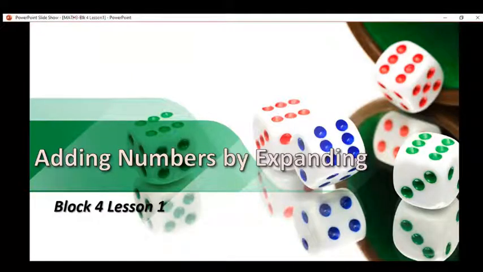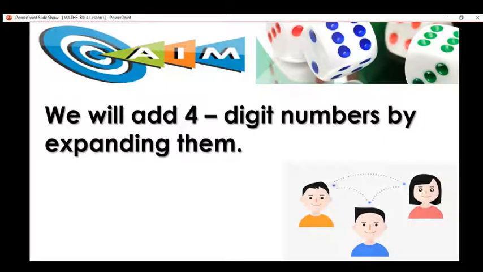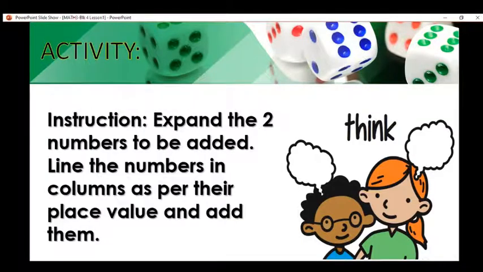So today we will talk all about adding numbers by expanding. This would be your first lesson in our block 4. This would be our aim for today. We will add 4-digit numbers by expanding them. So we will not just add them simply, but we will make it easier using our expanded form. This would be our activity instruction. Expand the two numbers to be added. Line the numbers in columns as per their place value and add them.